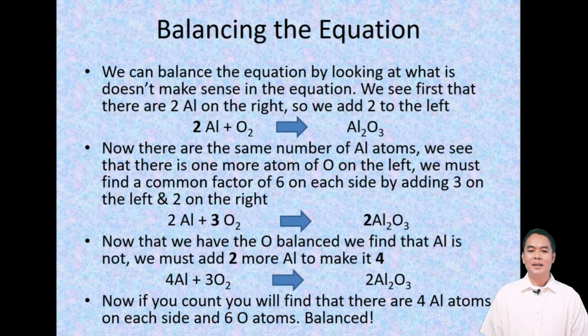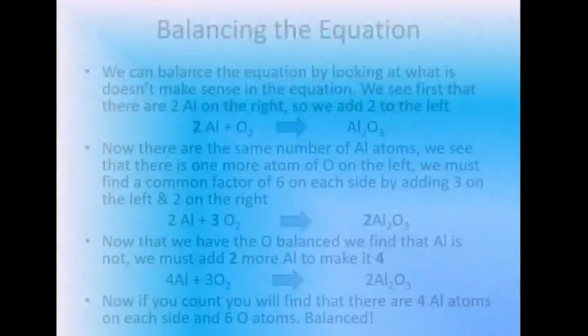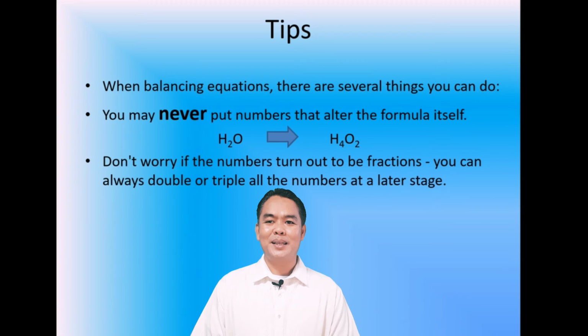Now that we have the oxygen balanced, we find that aluminum is not. We must add 2 more aluminum to make it 4. Now you have 4 aluminum atoms on the right and 4 aluminum atoms on the left, and 6 oxygen atoms on the right and 6 oxygen atoms on the left. It is balanced.